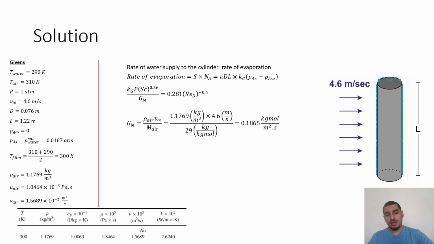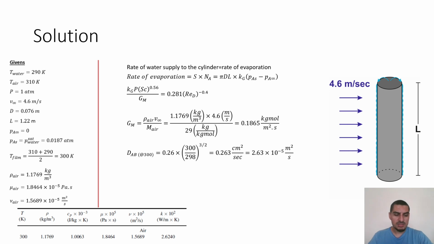So I have GM. Now I need to calculate the diffusion coefficient. If you check the appendix at the end of the textbook, you would see that there are already values for the diffusion coefficient of water vapor in air. But this is at 298 Kelvin, so you need to multiply it by T over 298 to the power 1.5, as we discussed in chapter 22 in the very beginning of the course when we were discussing the liquid phase or the gas phase diffusion coefficient.